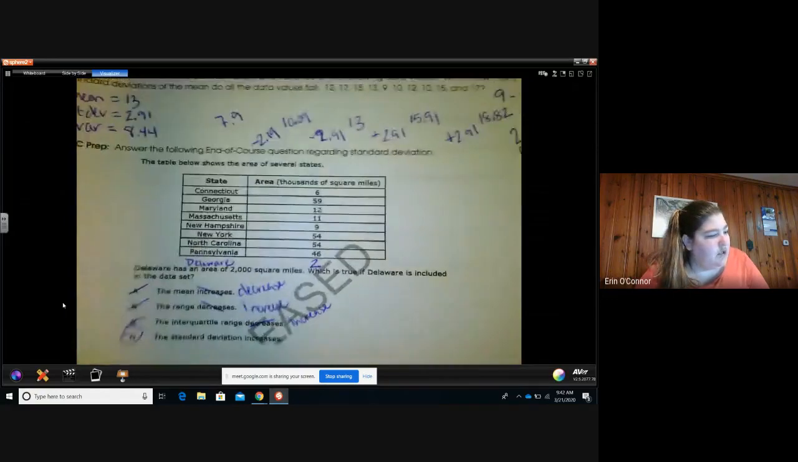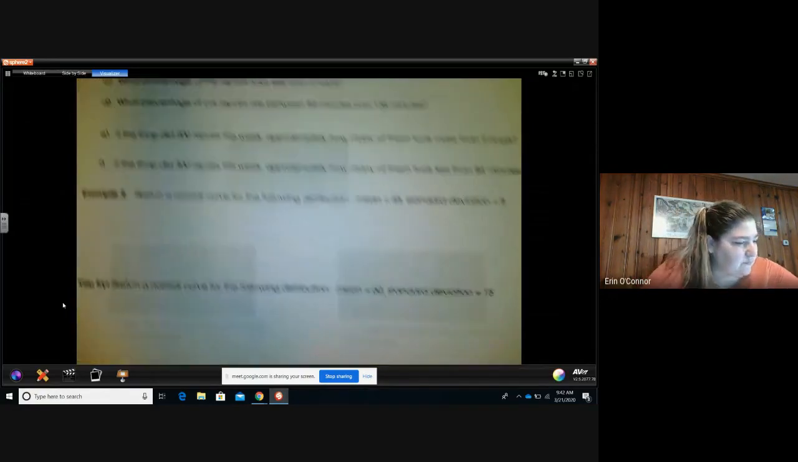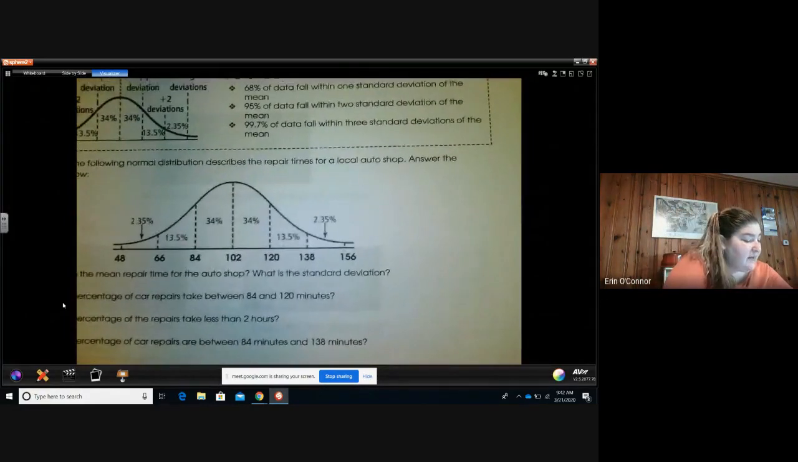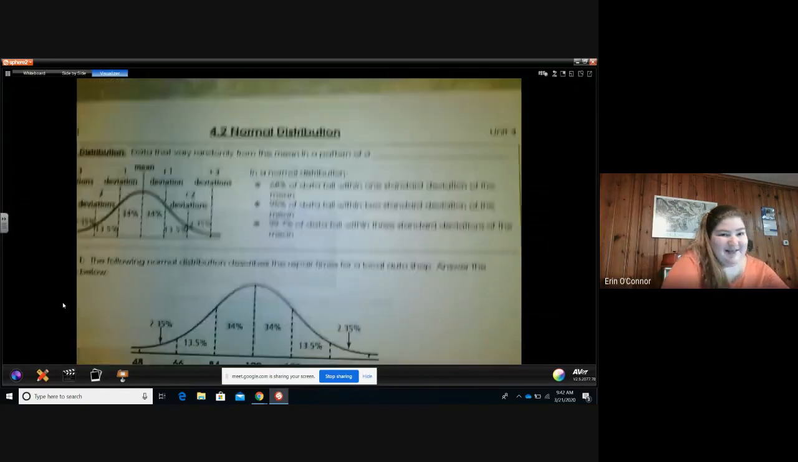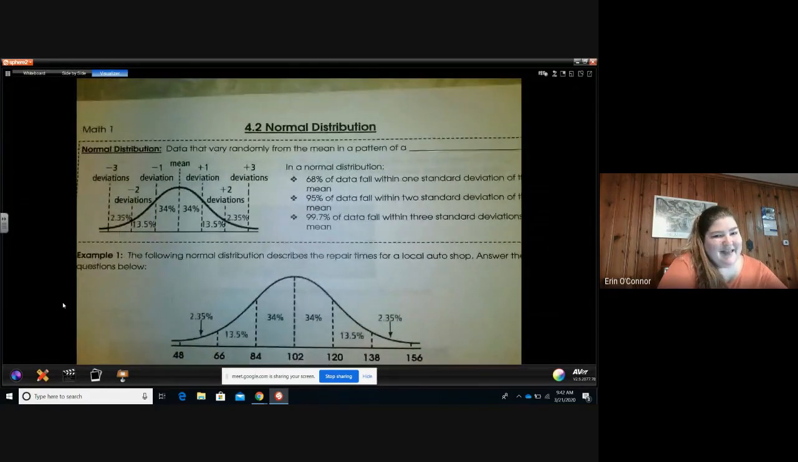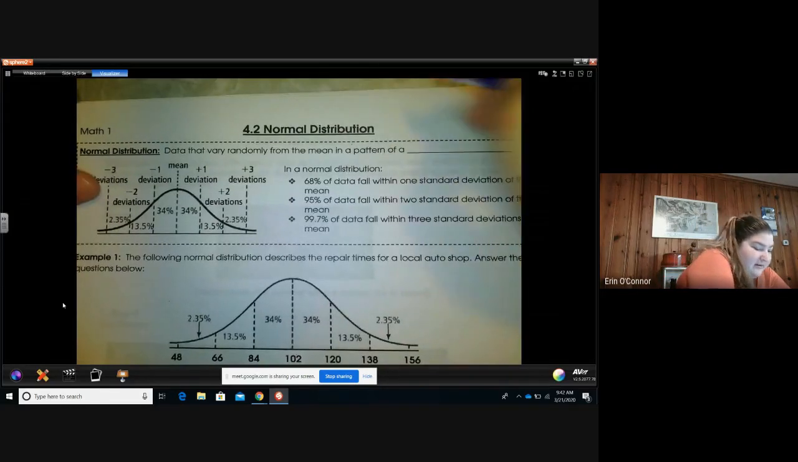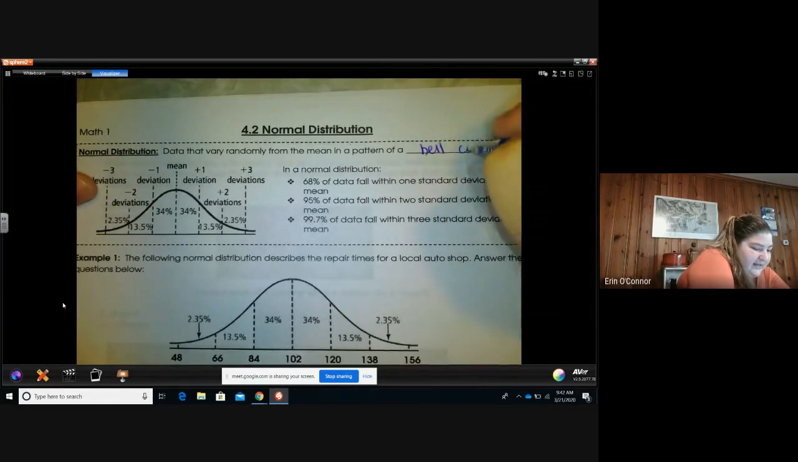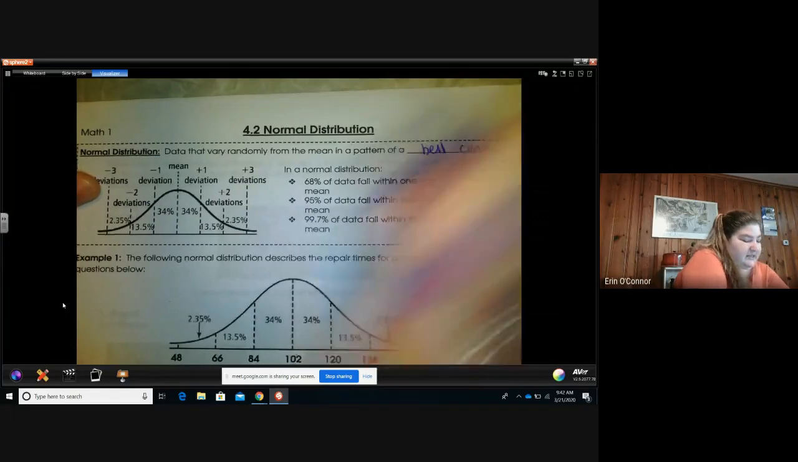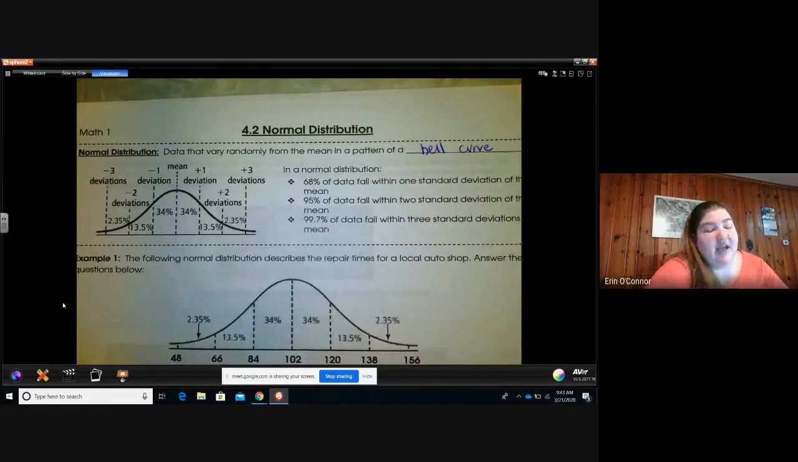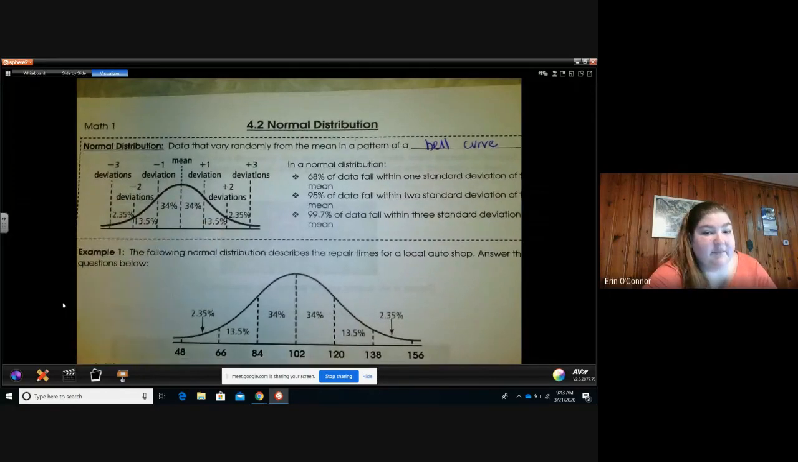All right. We're going to go to our next page, and we're going to talk a little bit about normal distribution. Normal distribution is data that vary randomly from the mean in a pattern of a bell curve. As you guys can see, this is called a bell curve. And looking at everything that we're dealing with right now with the coronavirus, a lot of what they're saying with the peak of the curve is based on the bell curve model.